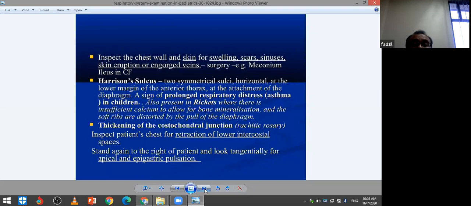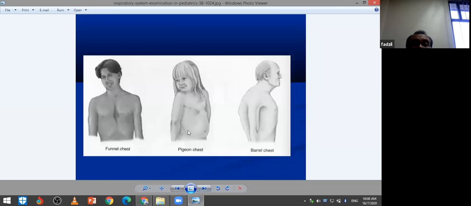If the patient has recurrent asthmatic attacks, they can have prominent insertion of the diaphragm here, and that results in the depression. You can observe that.